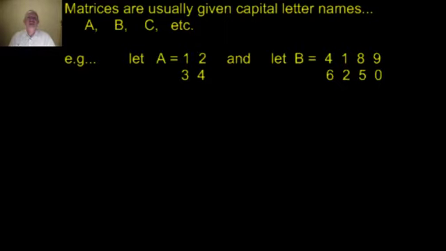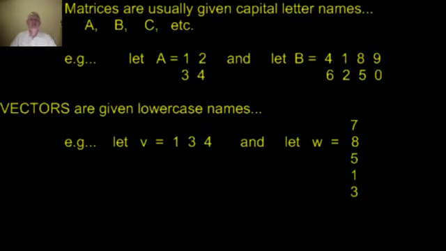Matrices are usually given capital letter names like capital A, capital B, etc. Here's one: let A equal 1, 2, 3, 4, and let B equal 4, 1, 8, 9, 6, 2, 5, 0. It's pretty easy to tell that A is a 2 by 2 matrix, but can you tell the dimensions of B just by looking at it? Is it a 2 by 4 or a 4 by 2? Can you remember? It's got 2 rows, and we usually say the rows first. So B is a 2 by 4 matrix.